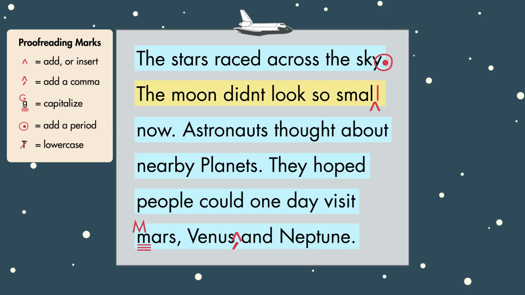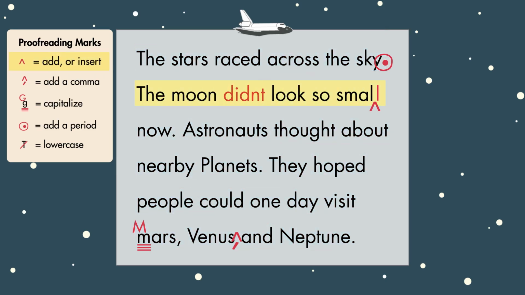We can see that the word didn't is missing an apostrophe. Here is the proofreading mark. And there's an error in capitalization. The word planet should not be capitalized. It does not name a specific planet. We can show that this needs to be lowercase by putting a slash through the capital P. Then check the rest of the sentences.